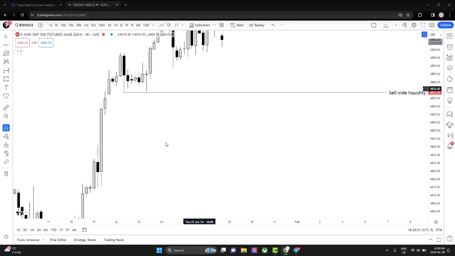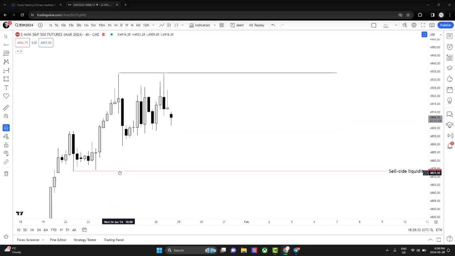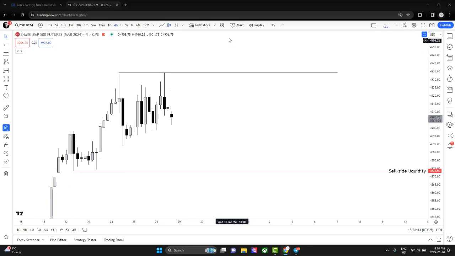We have a fair value gap right here, an imbalance, which I wouldn't be trying to buy into, because I don't want to be picking tops or bottoms or anything like that, to encourage people who are new to try and do that themselves. We'll probably be doing that later, but not now.